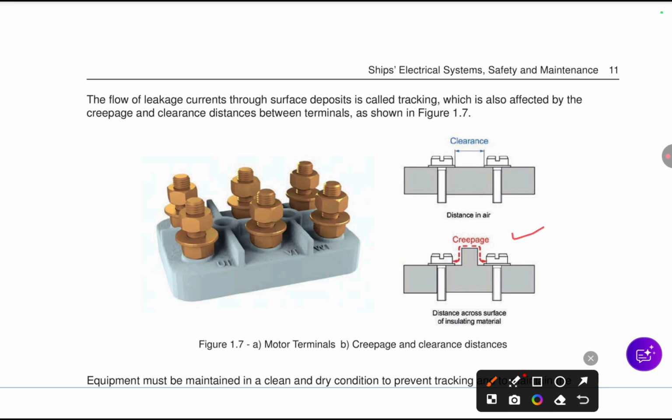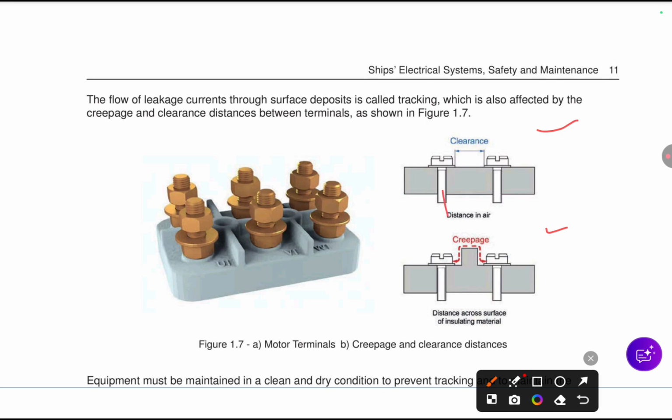Creepage is the path along the surface of the insulation between two conductors, and that is known as creepage. It is shown here: the path from one conductor to the other conductor on the surface of the insulation is known as creepage. So now we understand the basic definitions of tracking, clearance and creepage. Now we will understand why clearance and creepage are important.